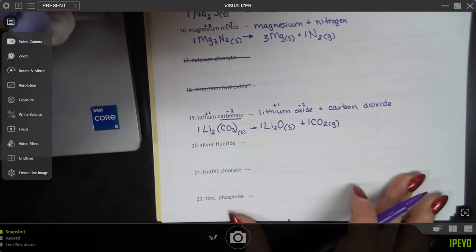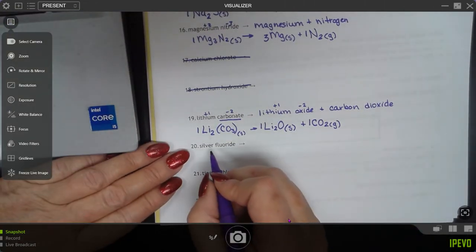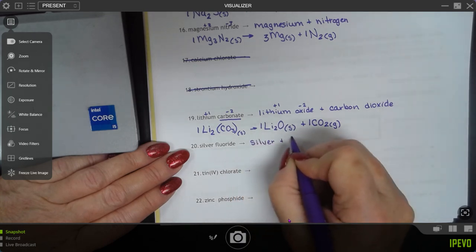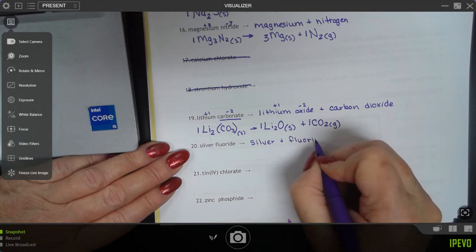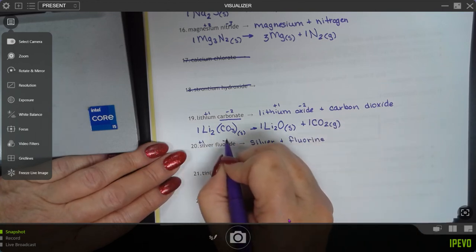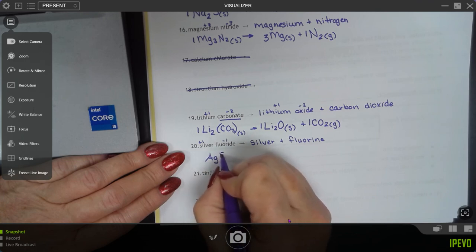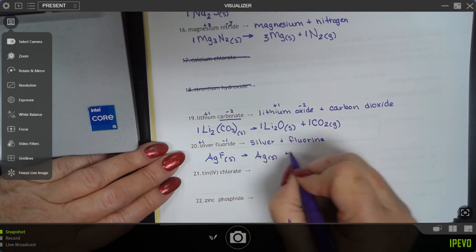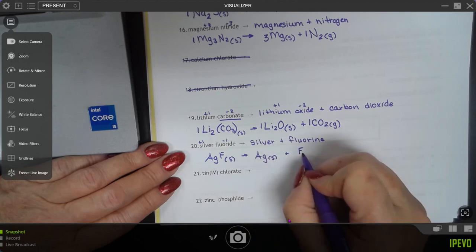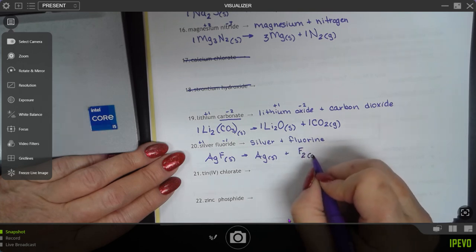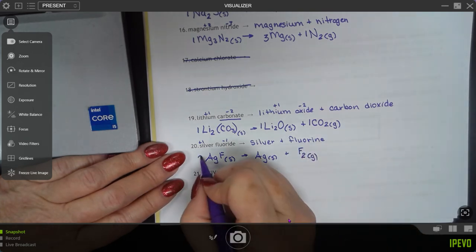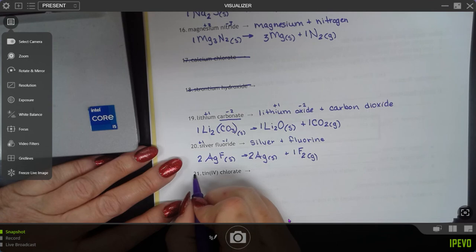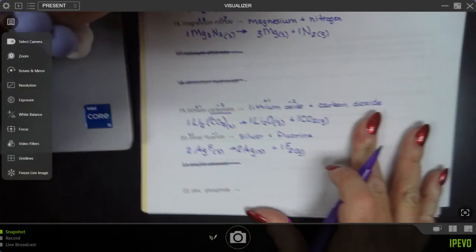All right, silver fluoride. We're back to a normal decomp. Silver fluoride produces silver plus fluorine. Silver's +1, fluoride is -1, so I have AgF, solid, produces silver solid plus fluorine, which is a Haber-Finkel diatomic. It exists as F2 gas. So I have 2 fluorines. I need a 2 here, a 2 here, and I'm balanced. No chlorates. We're not going to do chlorates, so we can skip that one.